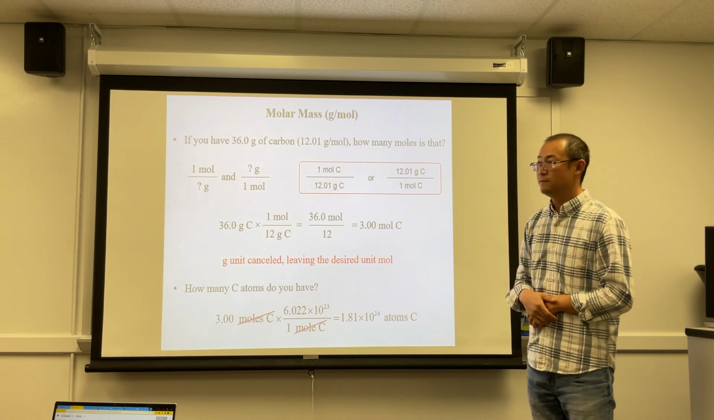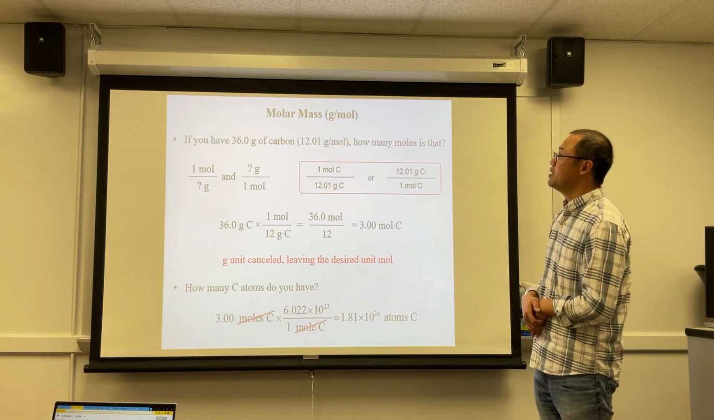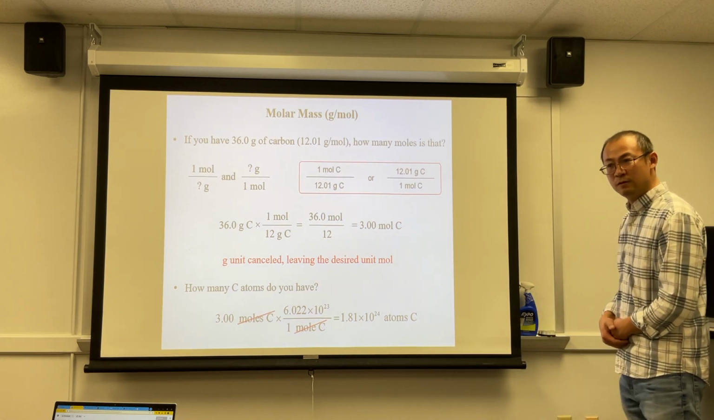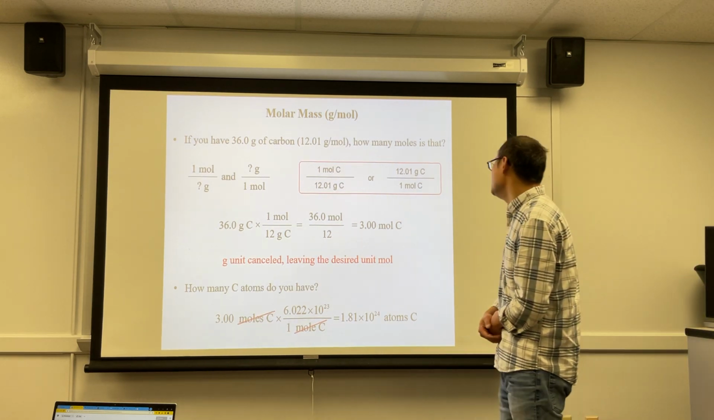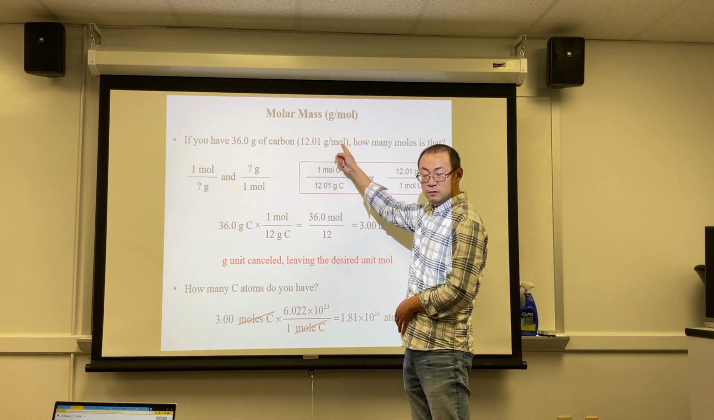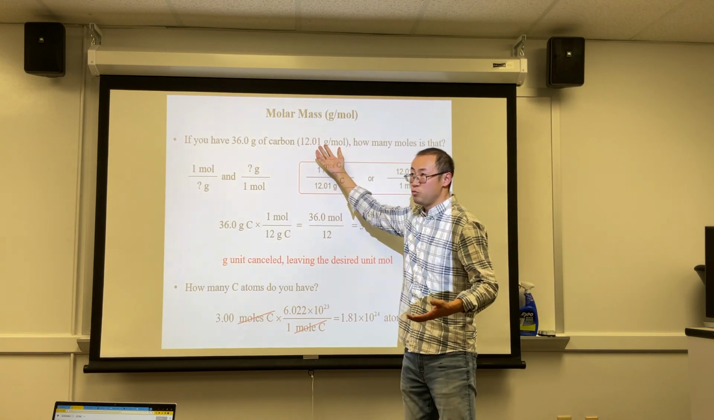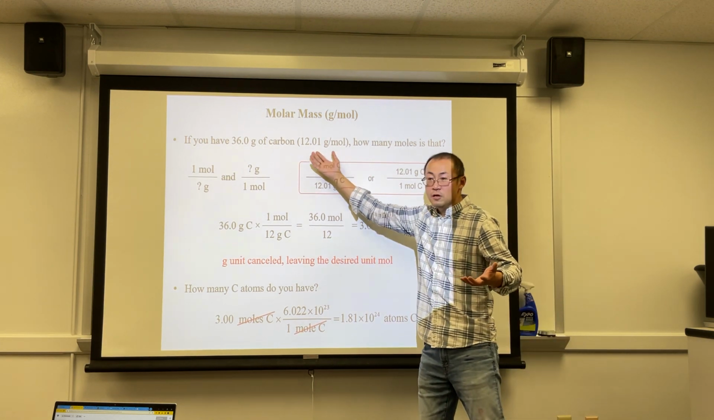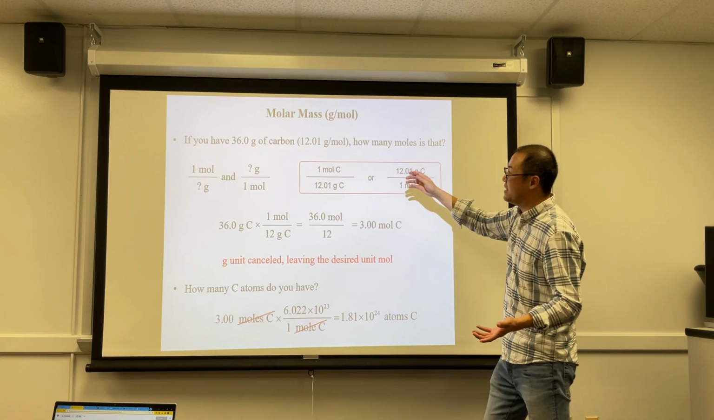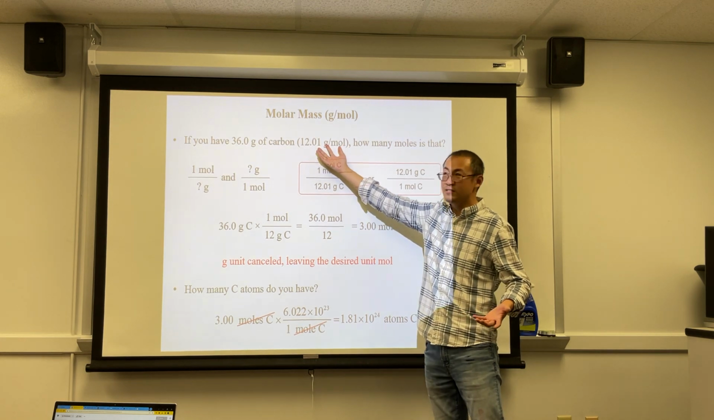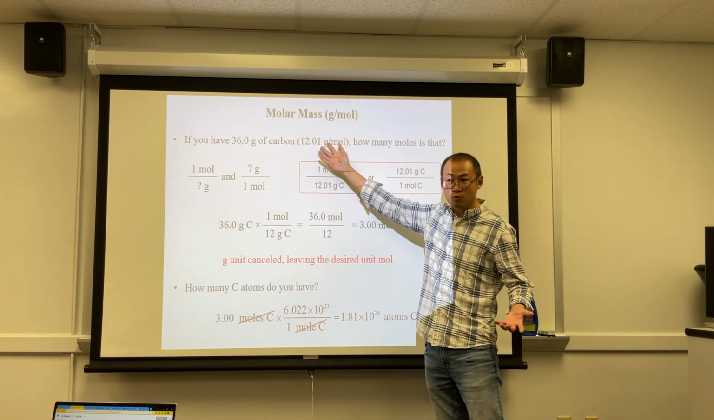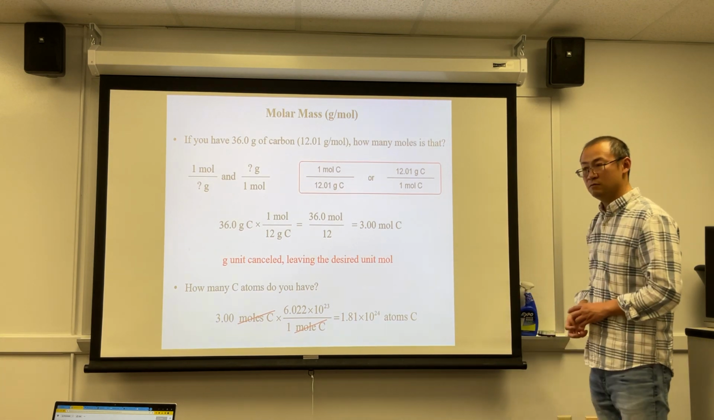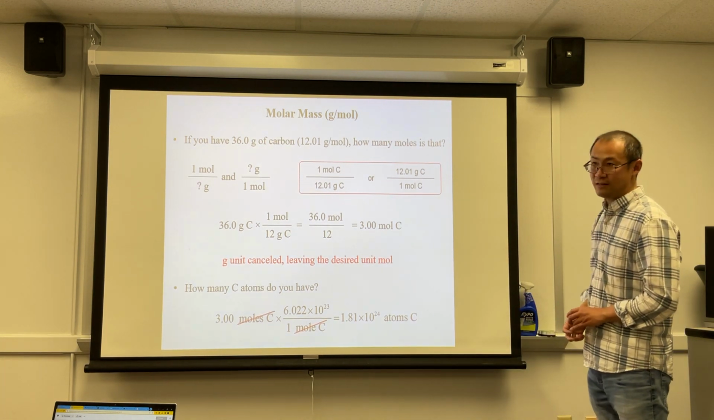So first, if you have 36 grams of carbon, we know carbon is 12 grams per mole. How do we know that? From the periodic table. Carbon is 12, so the molar mass is 12 grams per mole. Again, most of the time you won't even see this. This is the first question I put here. They ask you how many moles are in that?